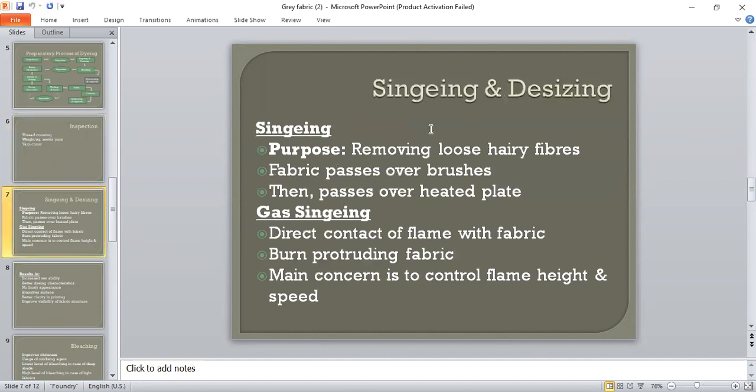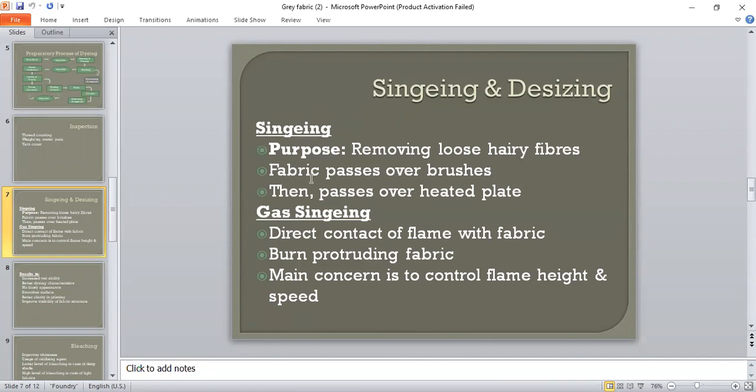Next is singeing and desizing. First is singeing. The purpose of singeing is to remove loose hairy fibers, which are accidentally or in manufacturing added to the fabric.